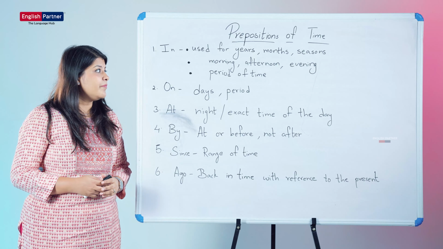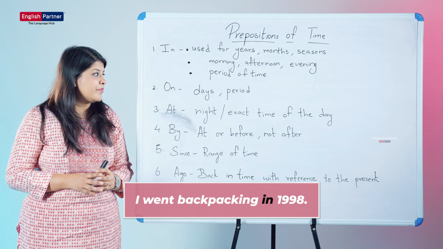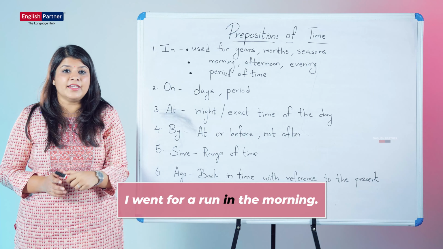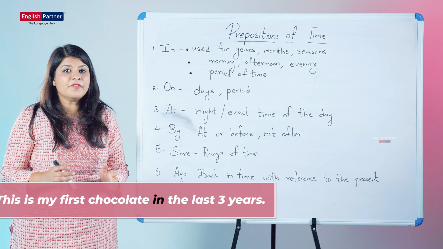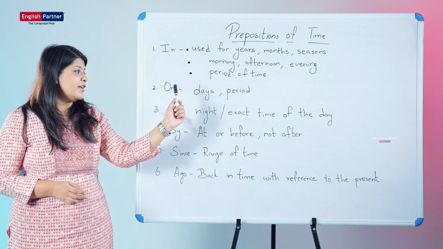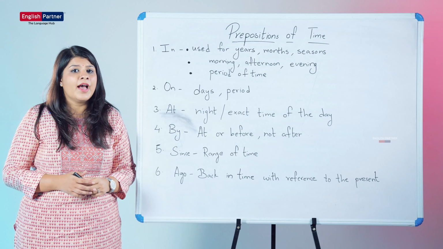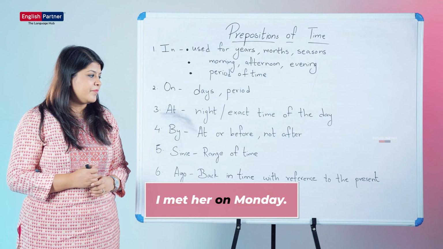For example, I went backpacking in 1998. I went for a run in the morning. This is my first chocolate in the last 3 years. On used for days or period. For example, I met her on Monday.